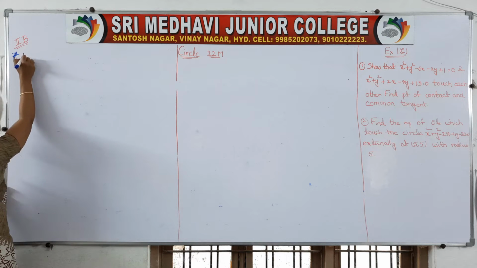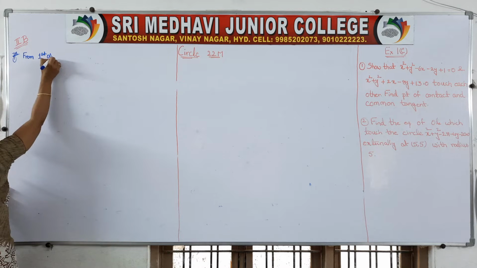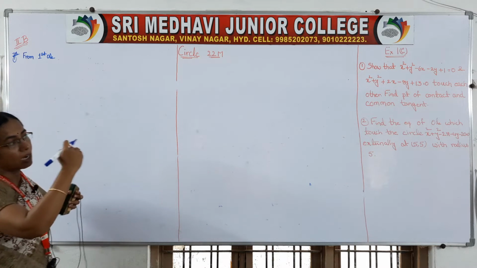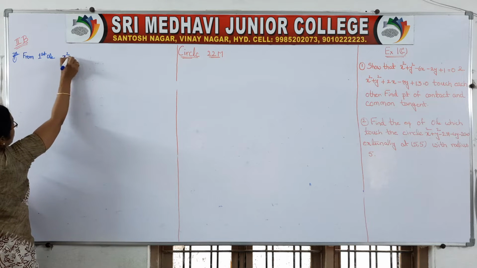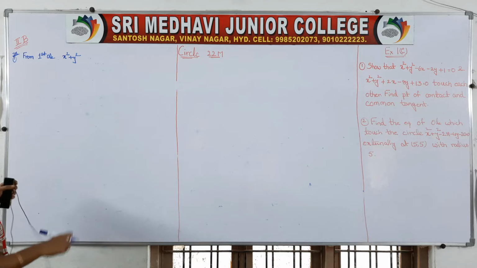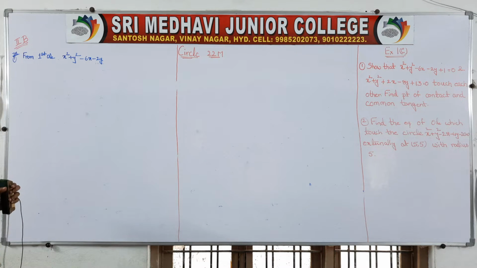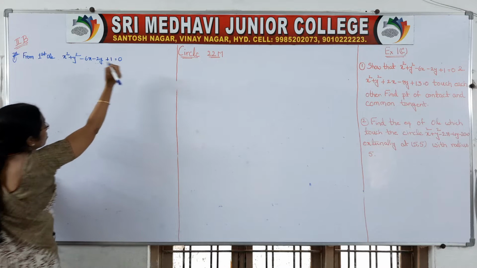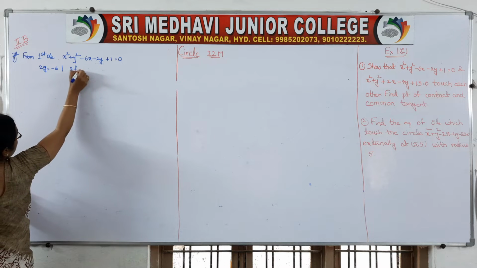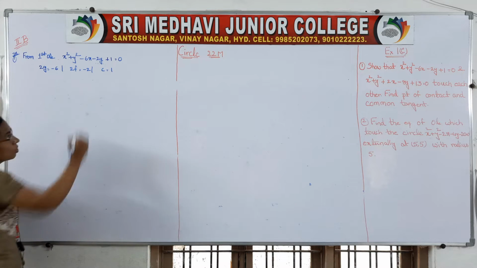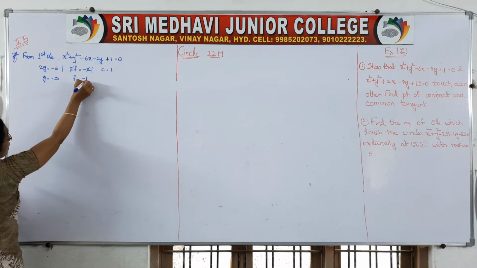What is the procedure I said? First you find the center and the radius of the first circle, and the center and the radius of the second circle. Whenever you take any equation, be careful with the signs and values, then only we can get the exact answer at the end. The first circle is x square plus y square minus 6x minus 2y plus 1 is equal to 0. Compare it: 2g is equal to minus 6, 2f is equal to minus 2 and c is equal to 1. So g is equal to minus 3, f is equal to minus 1.